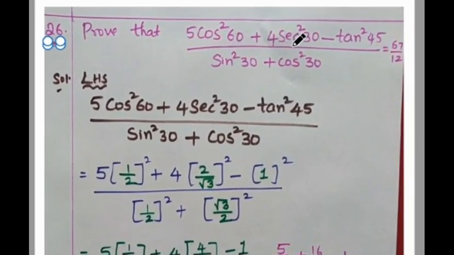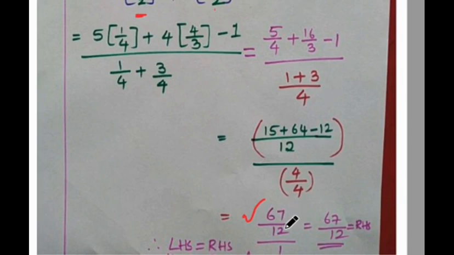Prove that (5 cos square 60 plus 4 secant square 30 minus tan square 45) by (sin square 30 plus cos square 30) is 67 by 2. We'll take LHS, students. Replacing the values: cos 60 is 1 by 2, secant 30 is 2 by root 3, and tan 45 is 1. As the question has squares, we apply the square to each term. Sin 30 is 1 by 2 whole square, cos square 30 is root 3 by 2 whole square. Doing the simple calculation, we get the answer as 67 by 2, which is RHS. We have taken LHS and proved it equal to RHS.